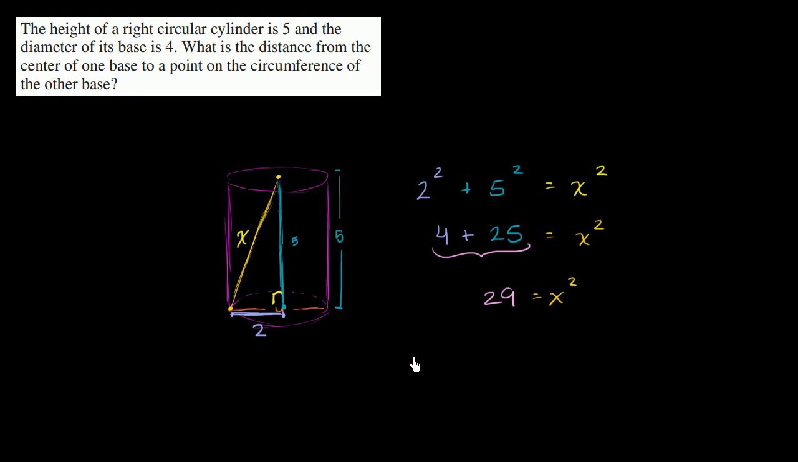We only care about the positive square root because we're talking about a distance here. Negative really wouldn't make sense. And so we could say that the principal root of 29 is equal to x. So x is equal to the square root of 29. And if you want to make sense of that, 5 squared is 25, 6 squared is 36. So this is going to be in between 5 and 6 units long. But the square root of 29 is the length of this distance that they ask us about.